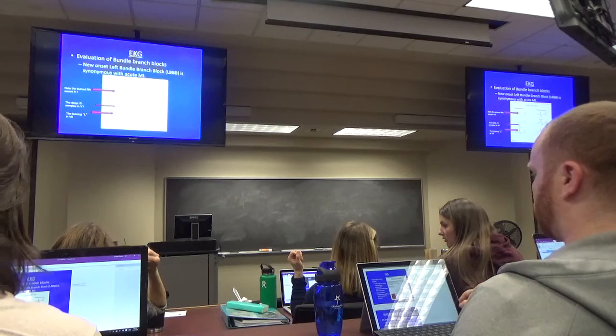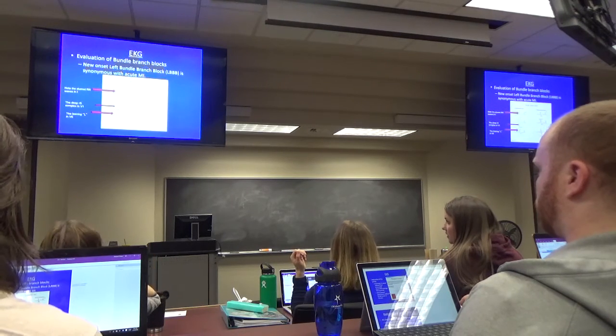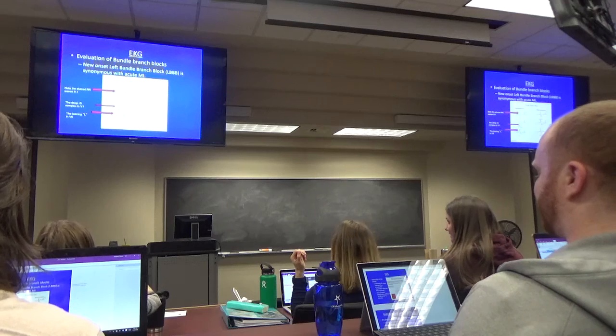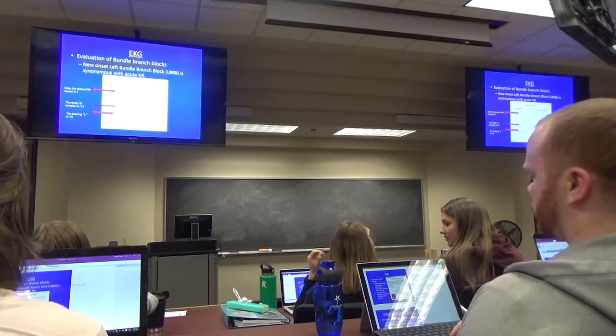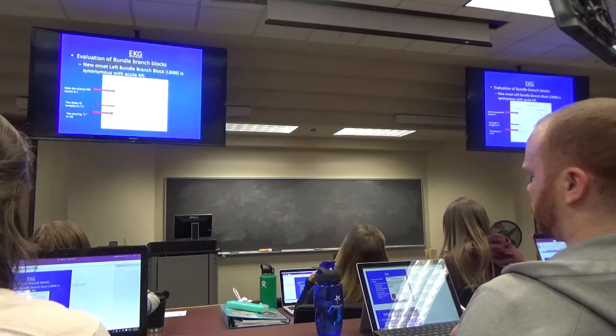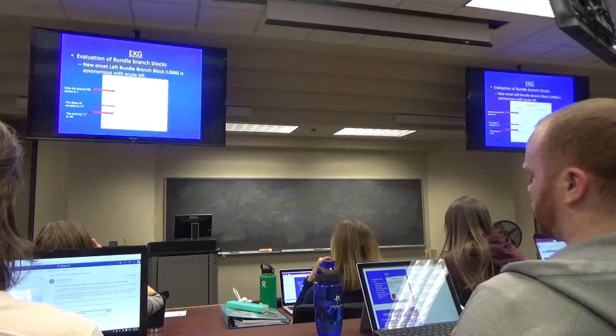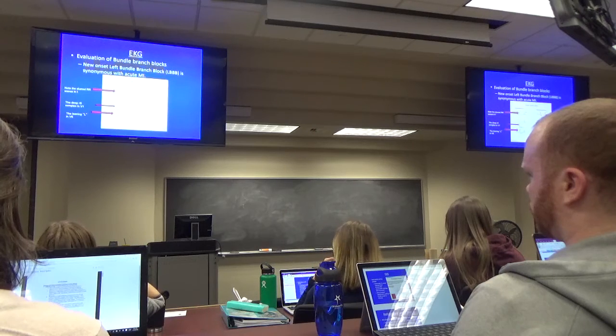And thankfully, the computer does really well because it analyzes those segments and measures all of that really closely. And so I think that bundle branch blocks from a computer standpoint are pretty good.